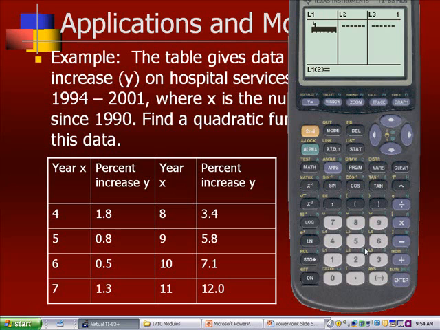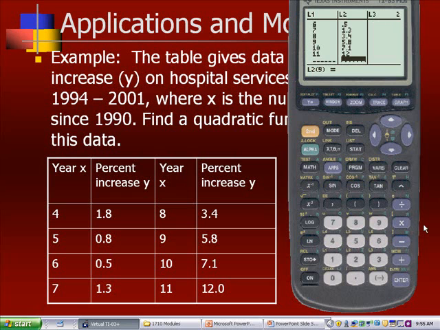And we're going to enter x values: 4, 5, 6, 7, 8, 9, 10, and 11. Then we're going to move over to L2, and these are our y values. We have 1.8, enter, 0.8, enter, 0.5, enter, 1.3, enter, 3.4, enter, 5.8, enter, 7.1, enter, and 12.0.